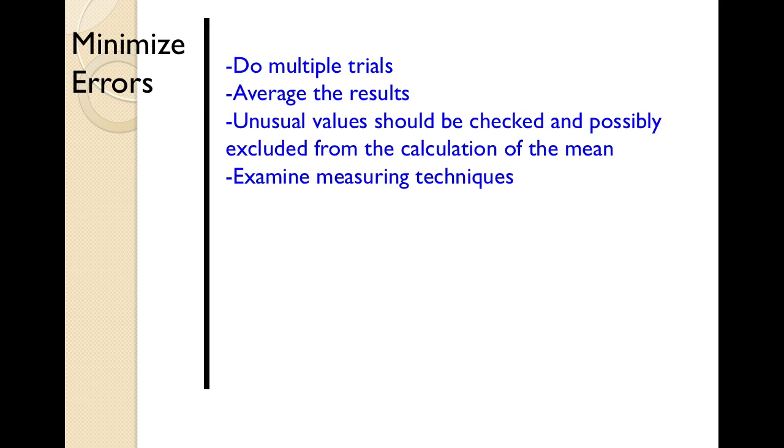Now, in order to minimize errors for random errors, you want to do multiple trials and then average the results, at least 5 trials. For systematic errors, it is not that easy because you don't know that your errors are off. Now, for unusual values, those should be checked and possibly excluded from the calculation of the mean if you're doing the averaging of the results. And then, of course, you may want to examine your measuring techniques and see if maybe you made an error in the angle at which you saw the measurement.